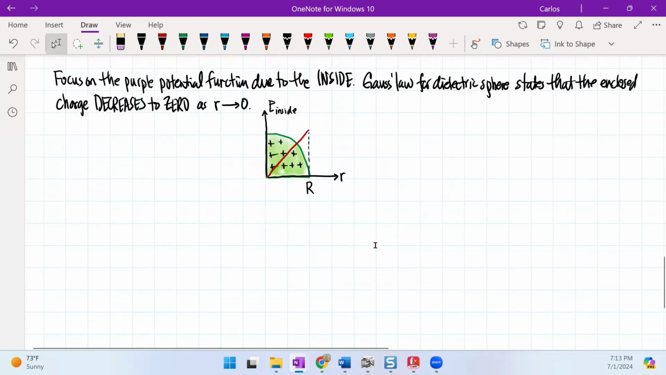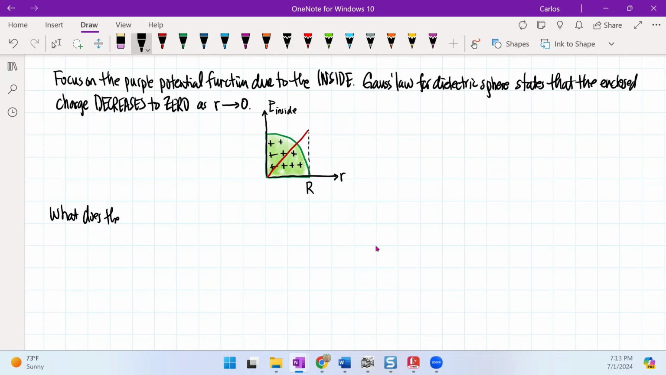So now, how does the potential field behave inside the sphere as r goes to 0?